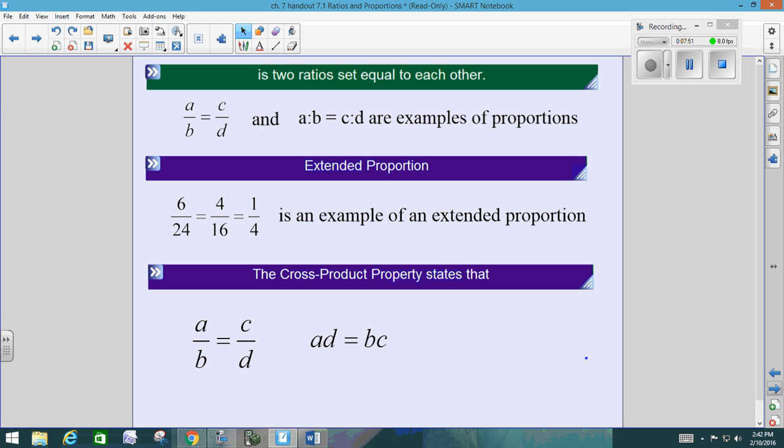There's two examples below your definition. The first one written as two fractions, a over b equals c over d. You can read it as saying a is to b as c is to d. Same with the colons. A is to b as c is to d. Those are two proportions when you have ratios set equal. An extended proportion is when you have three or more ratios set equal. So two ratios, proportion, more than two, extended proportion. And there's an example there with the numerical fractions, numerical ratios.